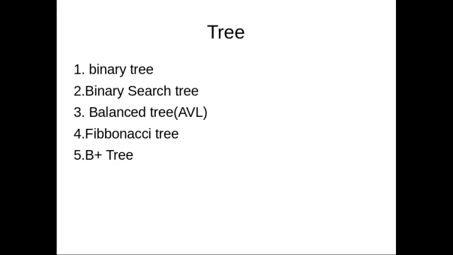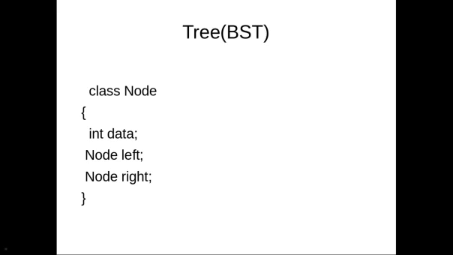Now the balanced tree is also another type of tree. Fibonacci tree, B tree and B plus tree. There are other trees also, a number of trees. Now advanced trees are also there. So let us limit our work to the binary tree and binary search tree. Now let's go to the programming part.